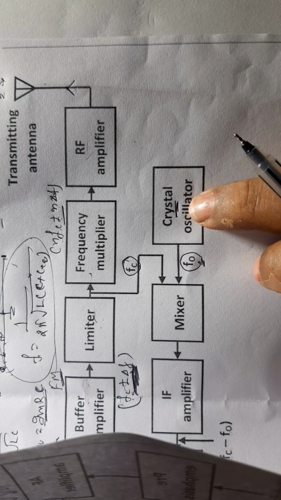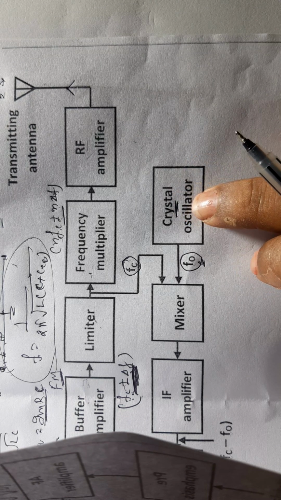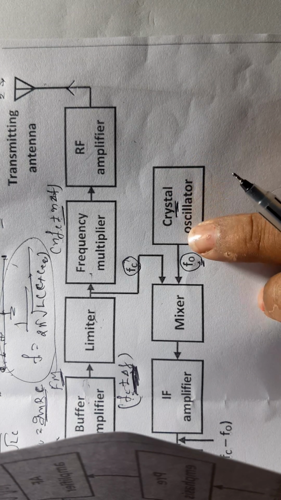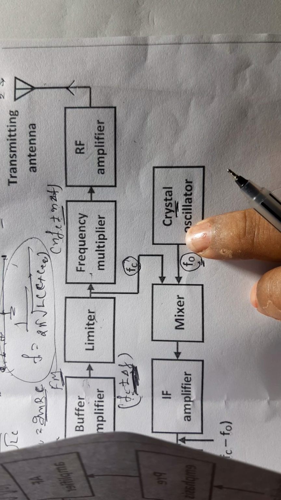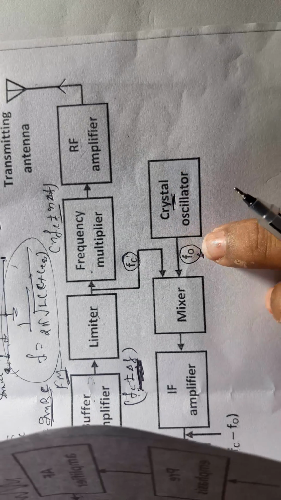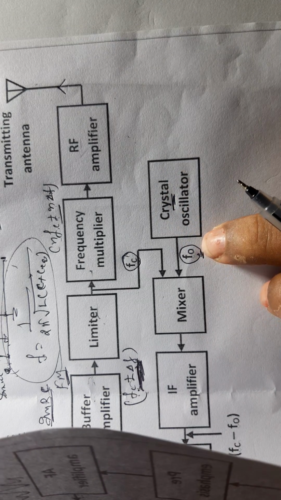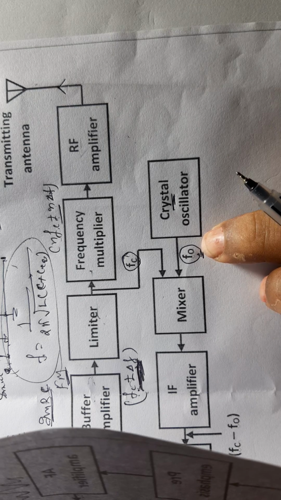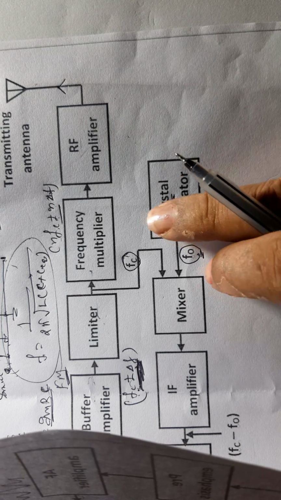Just know the function. Crystal oscillator is an electronic circuit which produces a stable frequency. Other oscillators may not produce a stable frequency. Stable frequency means, for example, if it produces 100 megahertz, this 100 megahertz is fixed for all the time it is on.